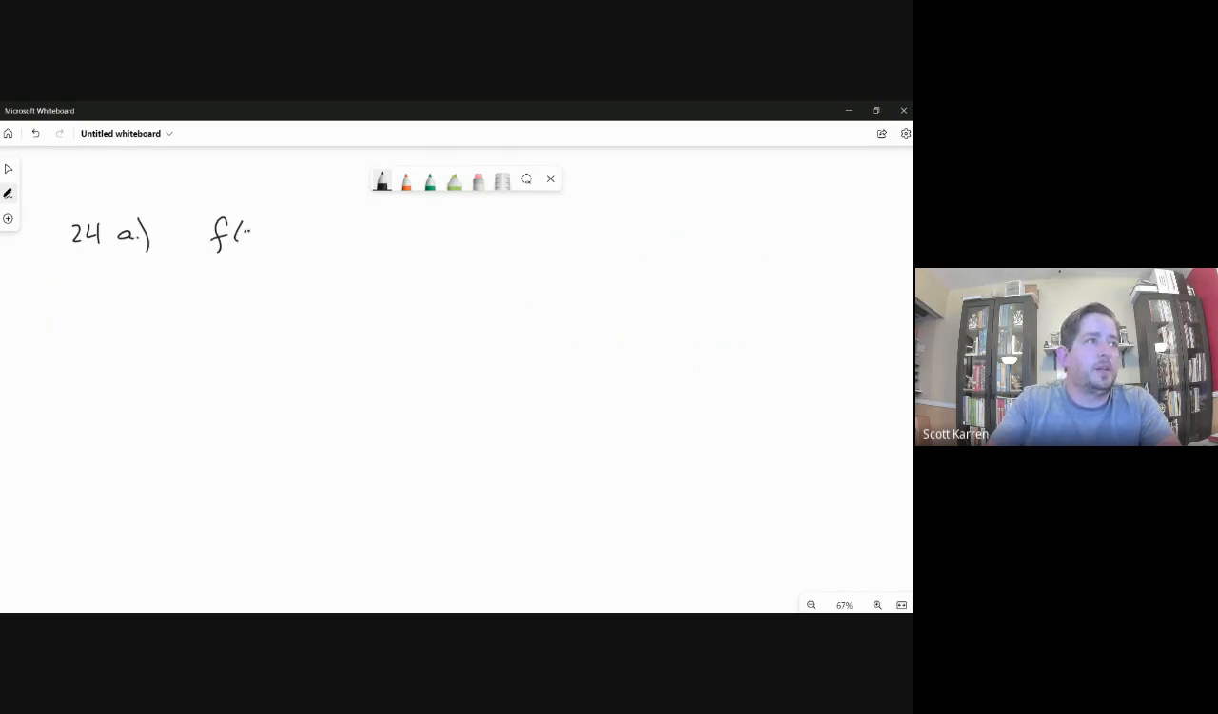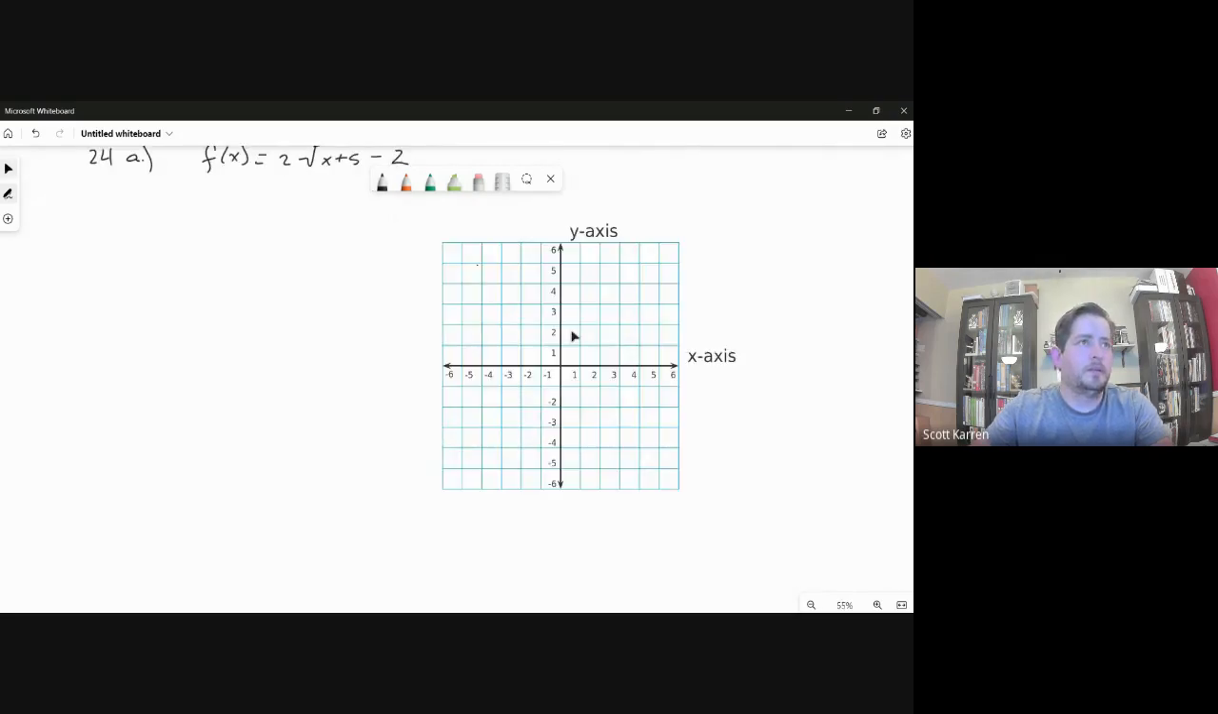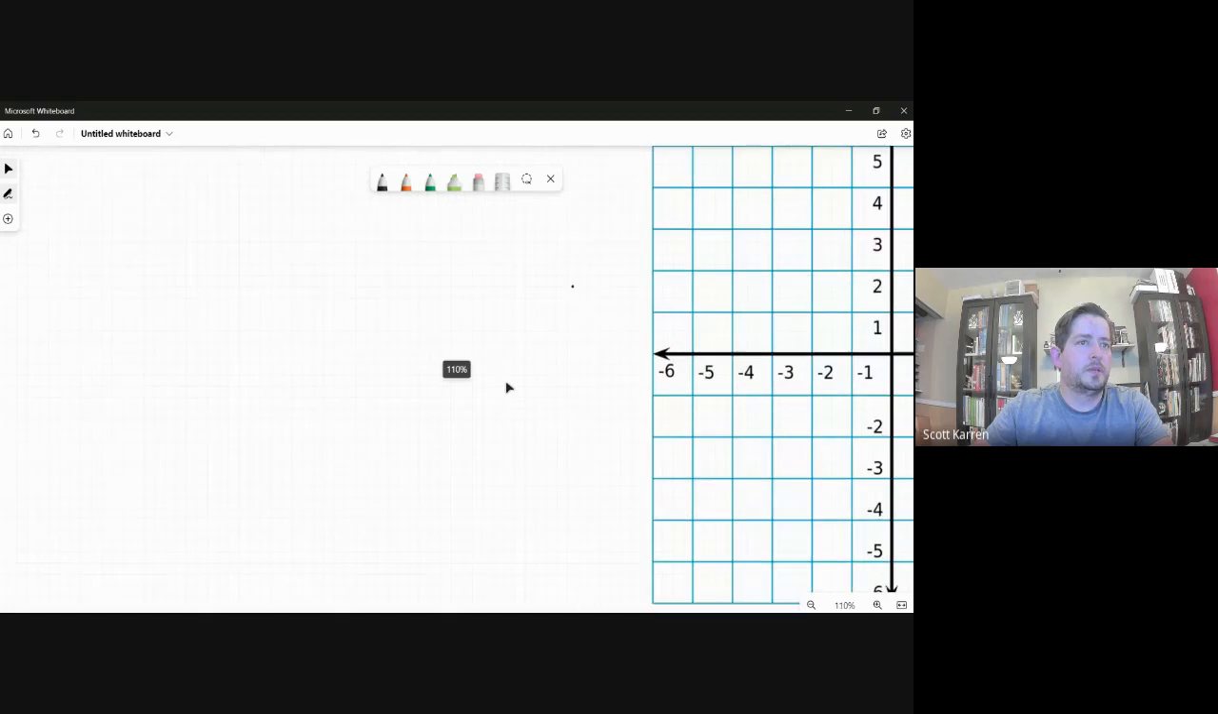24A says graph the following, and it gives you f of x equals 2 times the square root of x plus 5, minus 2. And on any final that had this question, you would end up getting a nice graph. Let me just stop that real quick here. There we are. Okay, stop that.